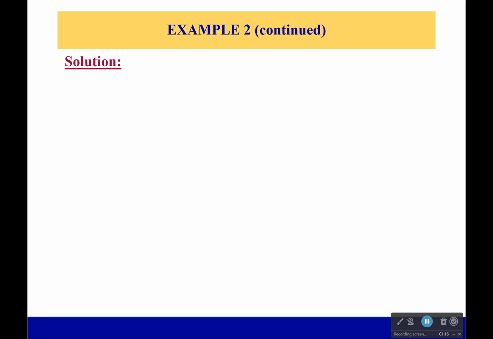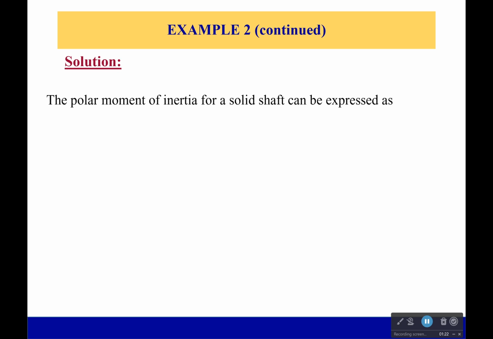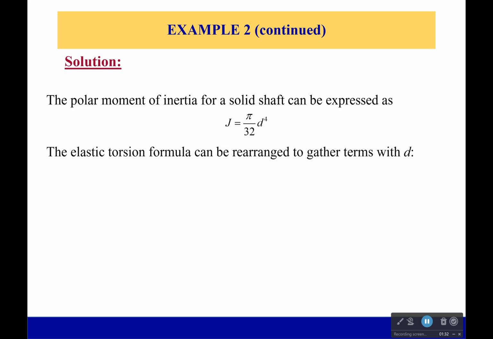So 3, 2, 1, and you're back. Let's try it out together. Like last time, let's calculate that polar moment of inertia first because we're going to need it for everything. That's simply going to be pi over 32 times the diameter to the 4th, which if I plug that in, I can now put into my elastic torsion formula because I'm solving for the diameter. Don't know what it is yet.